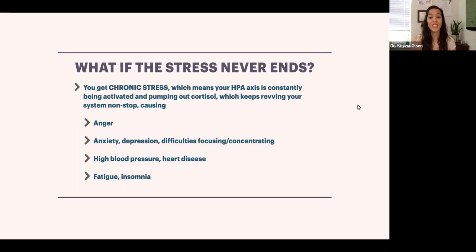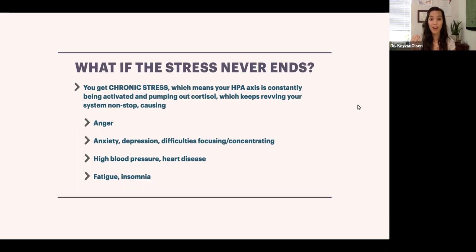Anxiety, depression, difficulties focusing and concentrating, that's all because of adrenaline. So what happens over time if your body is constantly dripping out adrenaline, norepinephrine, epinephrine? Those hormones, those neurotransmitters, eventually will get depleted. And when you don't have enough norepinephrine, you get anxious, you can get depressed, and really have difficulties focusing or concentrating.